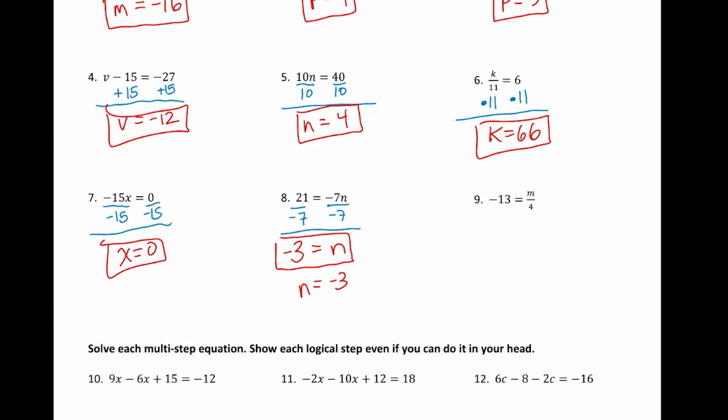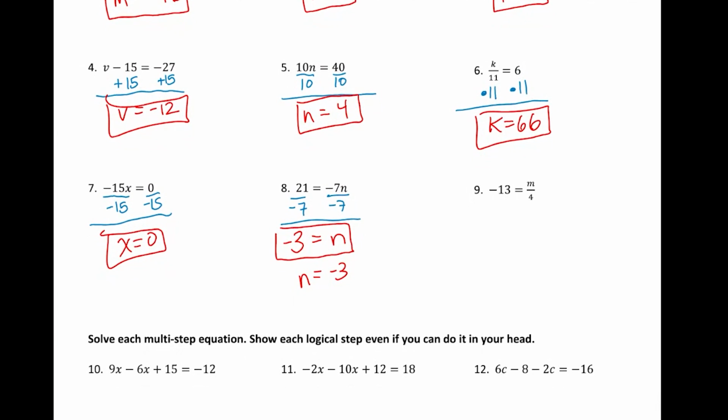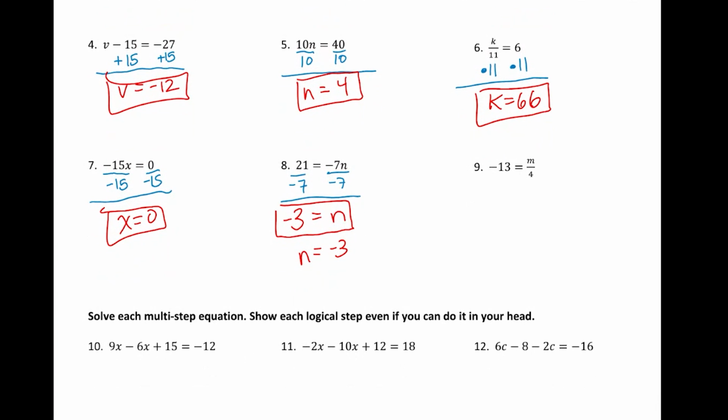Number 9 says negative 13 equals m divided by 4. So m being divided by 4, we want to get rid of that divided by 4. We need to multiply both sides by 4.